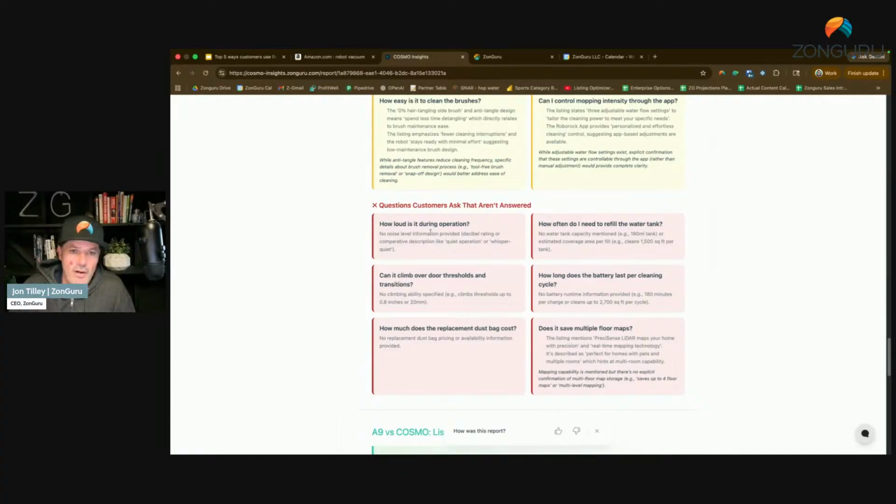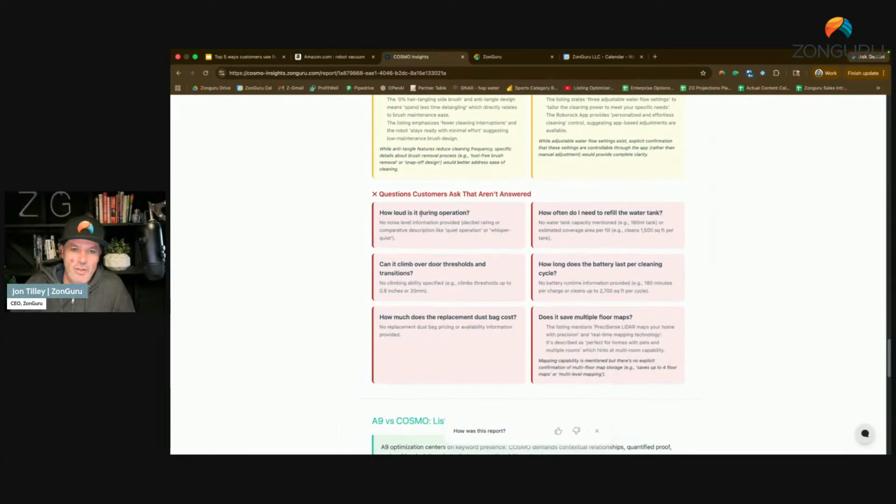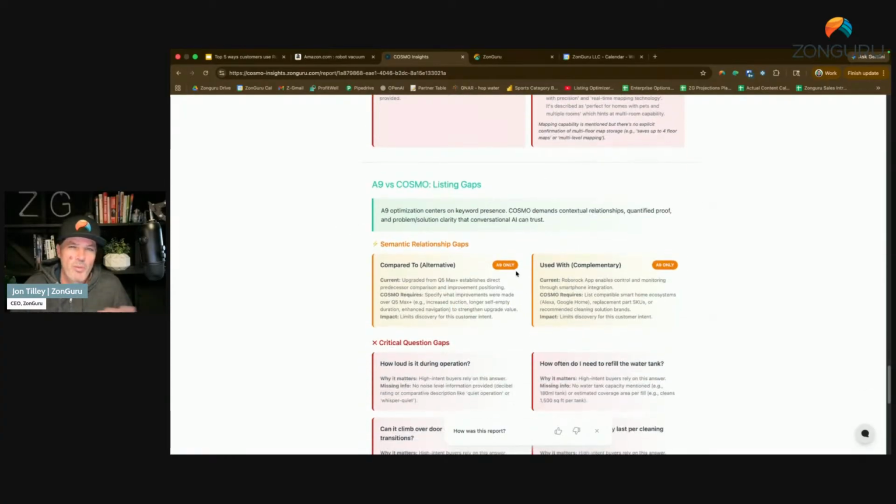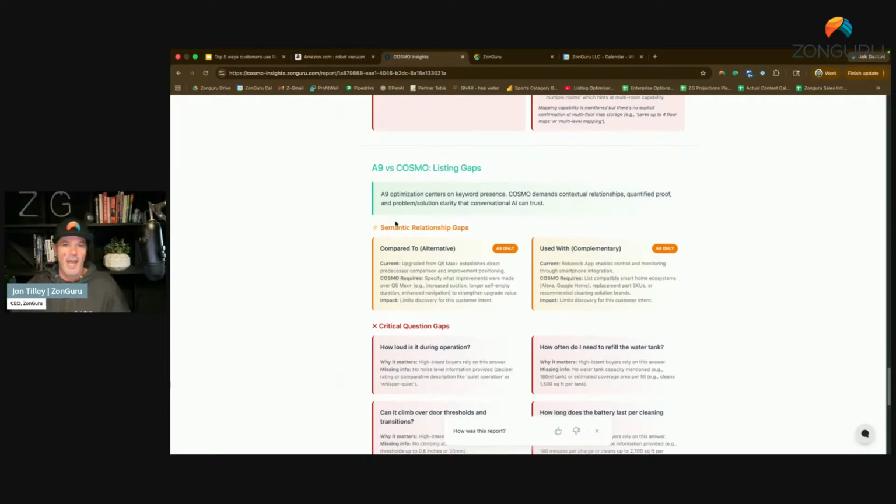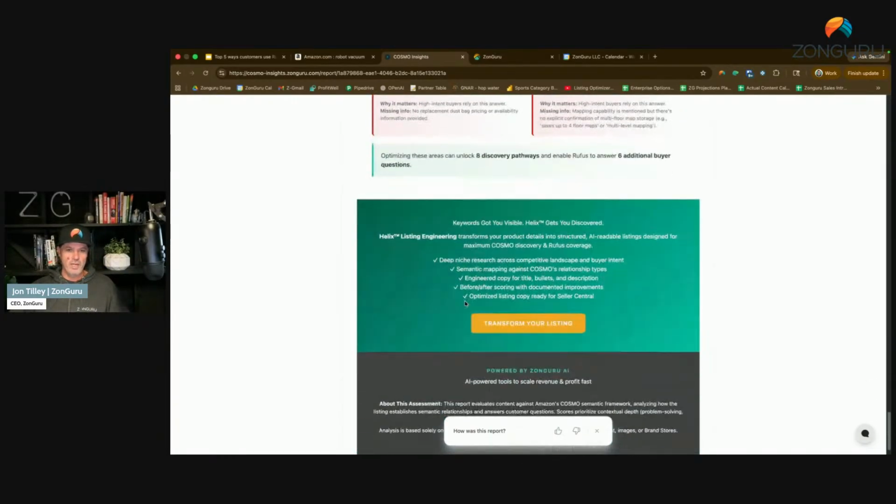Some other questions that aren't answered, it will break that down. How loud is it during operation, right? That's really important. We didn't put in that, and it needs to be less noisy. A9 versus Cosmo, it'll put all of these in here, and you get so much out of this. So this is critical for you right now to take and actually run on your listing to see, hey, where are the improvements that I can make?